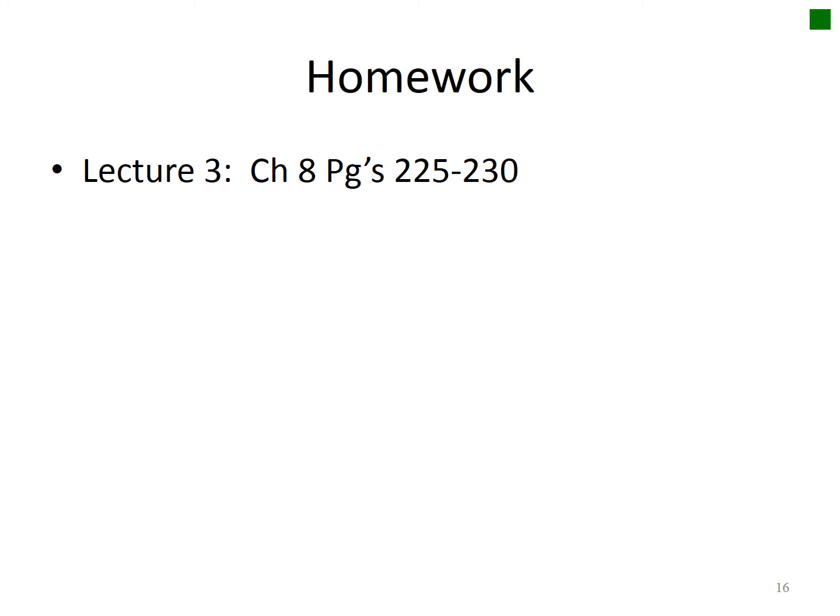So in this lecture, we were looking at the conversion of par value shares into no par value shares, and we also looked at the disclosure of share capital in the note to the financial statements, on the face of the statement of financial position, and also on the statement of changes in equity. For the next lecture, which is lecture 3, we're going to be going through chapter 8, pages 225 to 230.